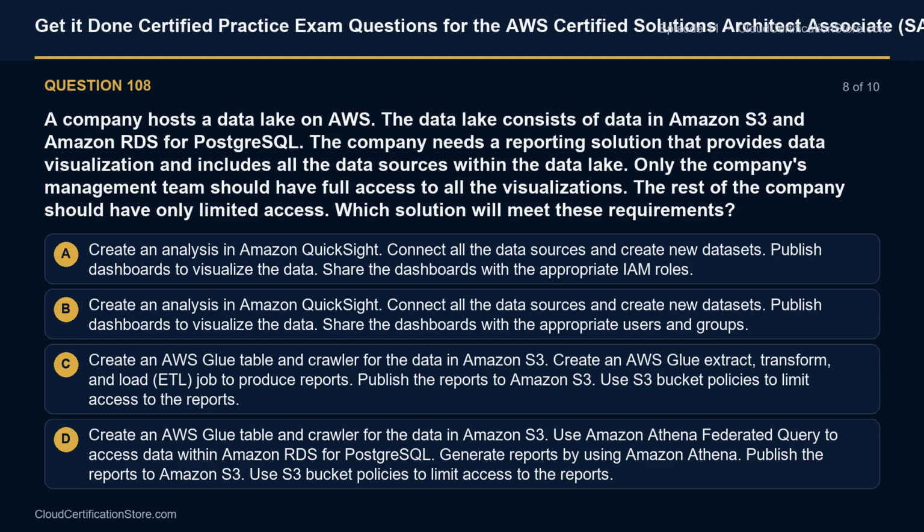Option D. Create an AWS Glue table and crawler for the data in Amazon S3. Use Amazon Athena federated query to access data within Amazon RDS for PostgreSQL. Generate reports by using Amazon Athena. Publish the reports to Amazon S3. Use S3 bucket policies to limit access to the reports.